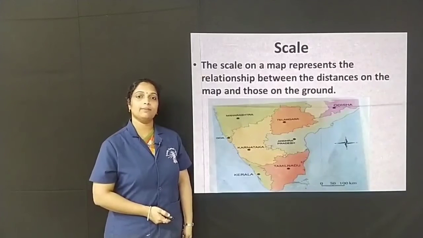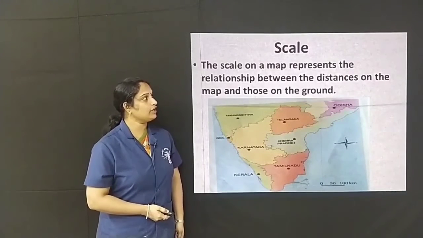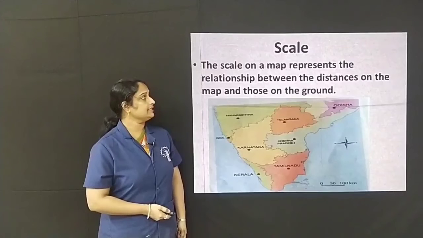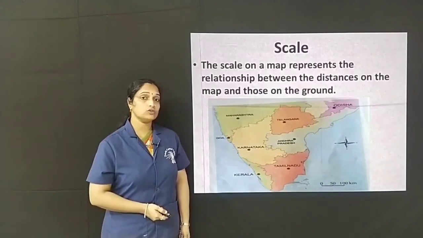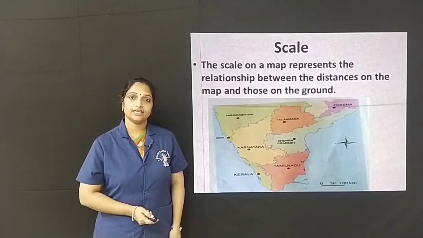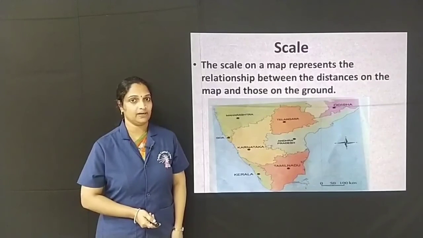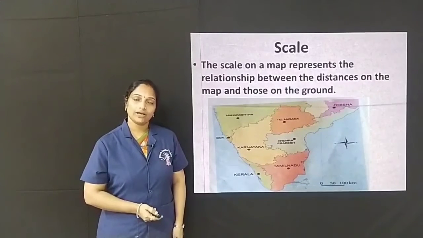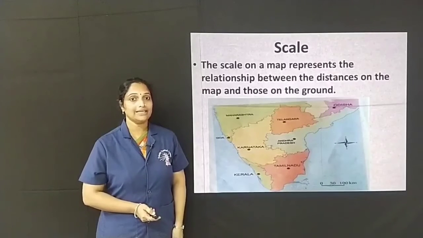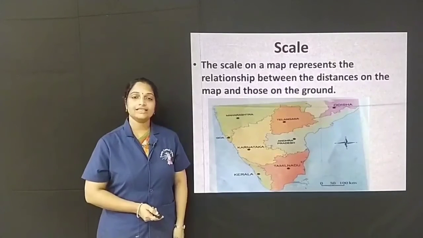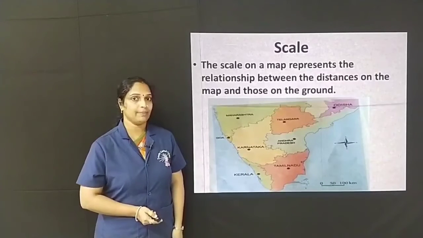Next, we are going to study about the scale. What is a scale? The scale on a map represents the relationship between the distances on the map and those on the ground. Maps are generally made in such a way that they fit on the paper. For example, 1 centimeter on the map equals 1 kilometer on the ground. The scale measurement changes from one map to another map.